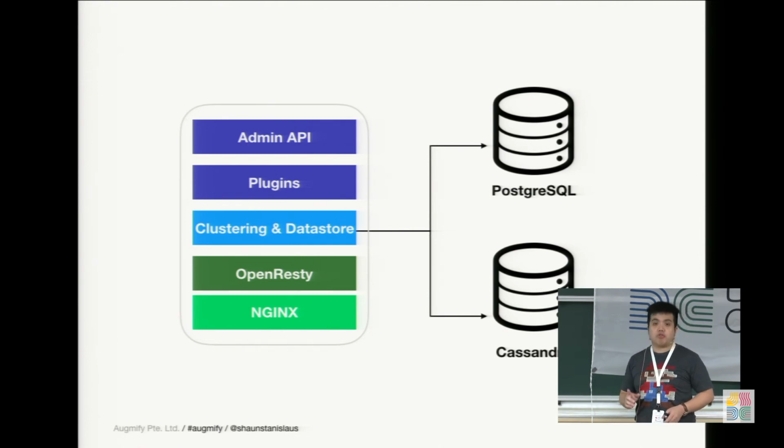So the trick here is that Kong does not make a request to the data store on every request that comes in. It only makes a request to the data store for the first time.